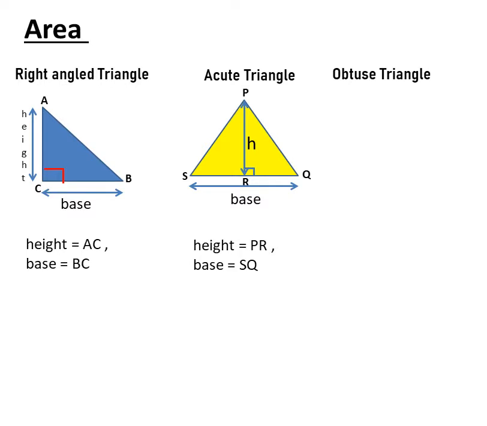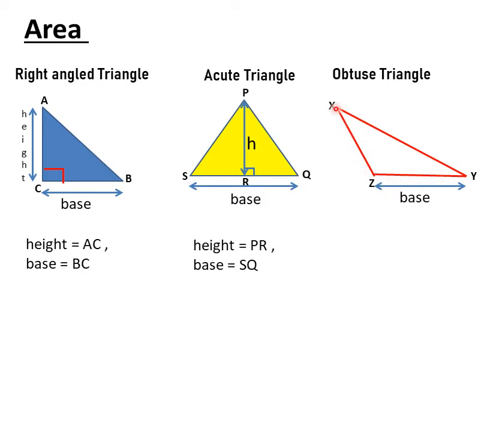Now let us consider the third type of triangle, which is an obtuse triangle. In an obtuse triangle, one of the angles measures more than 90. Let's consider this triangle XYZ, where angle Z is the obtuse angle. Let's find the height and the base. It is clear that ZY is the base, and for the height we need a side which is perpendicular. In this case, there is no side that forms 90 degrees.